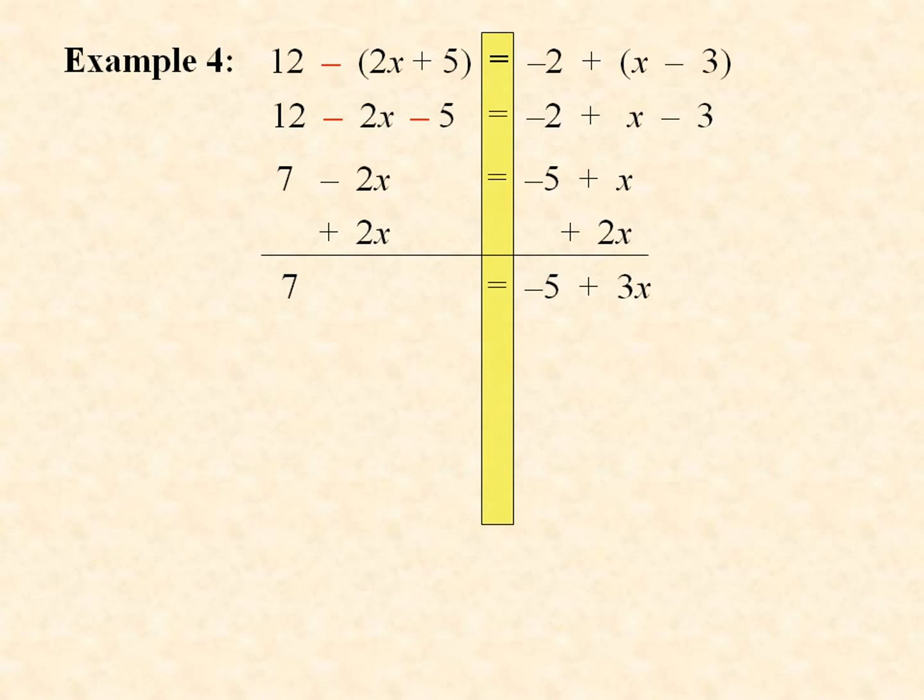Now we need to eliminate the negative 5, so we add positive 5 to both sides. And that leaves us 12 equals 3x. To get x by itself, we divide by 3. And 12 divided by 3 is 4. So in this example, x is 4.